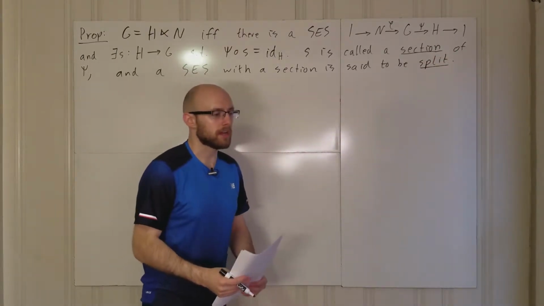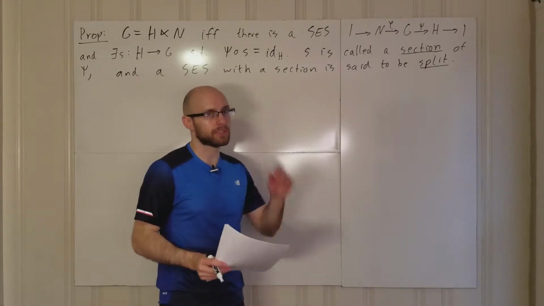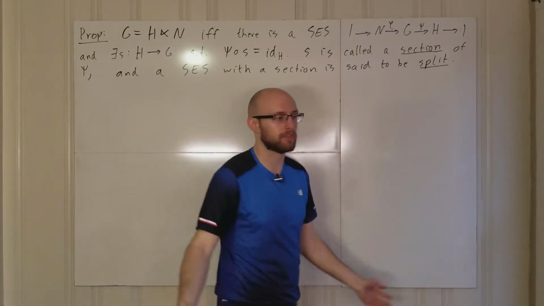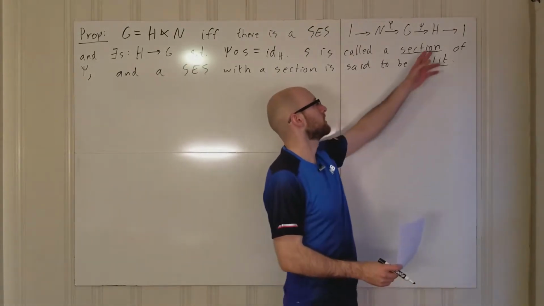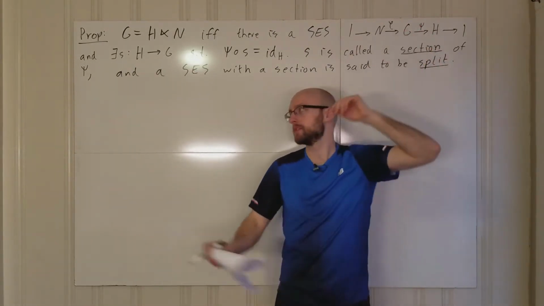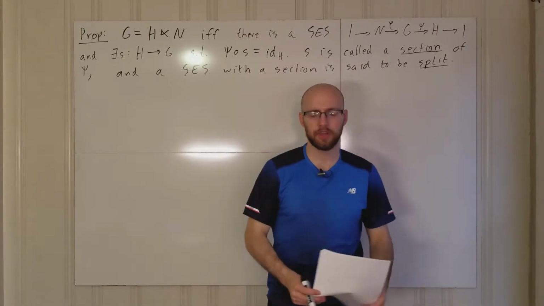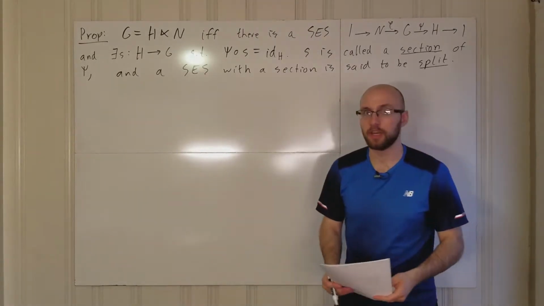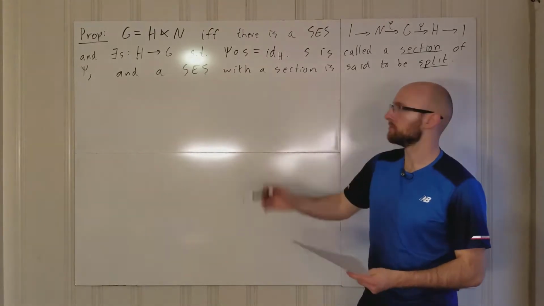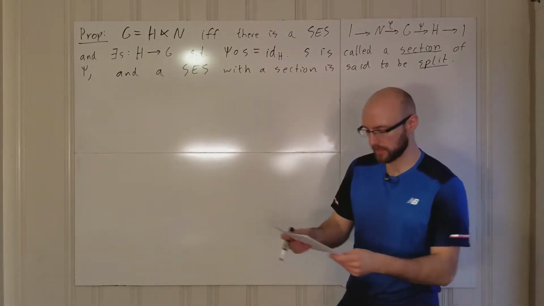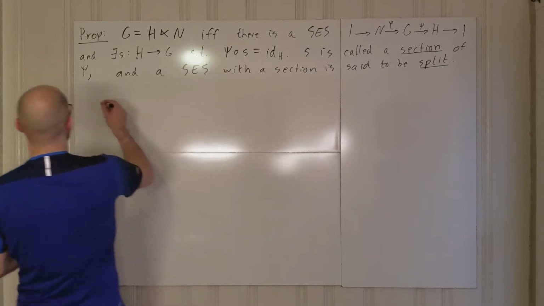So not every short exact sequence is split. We'll have examples of those later on, of short exact sequences where there does not exist a map going the other way such that this composition will yield the identity. But if there is a section, then it's going to be called split. So anyways, let's prove this.